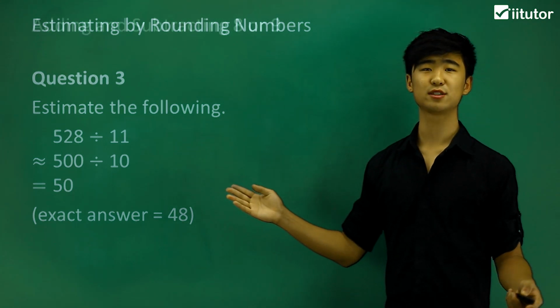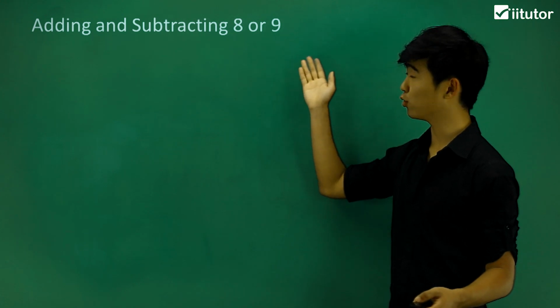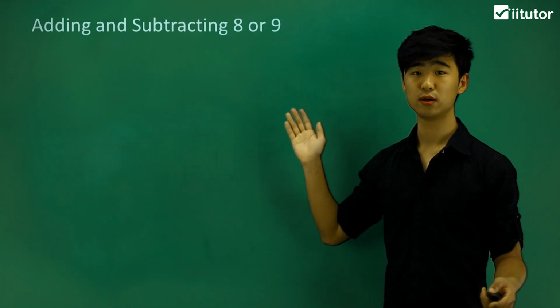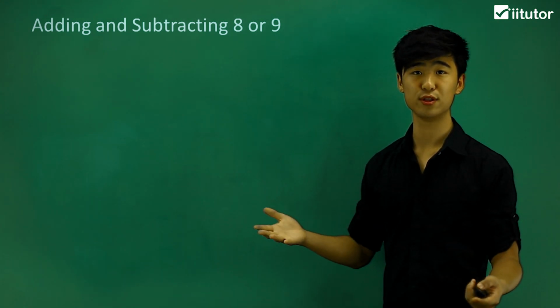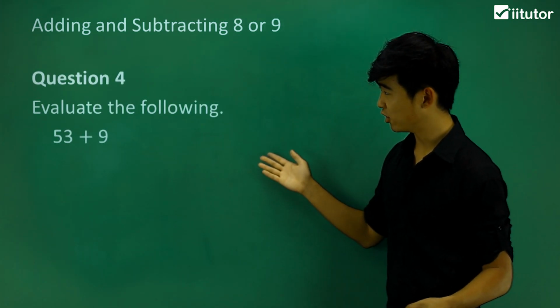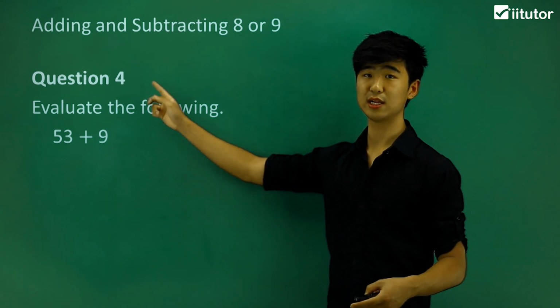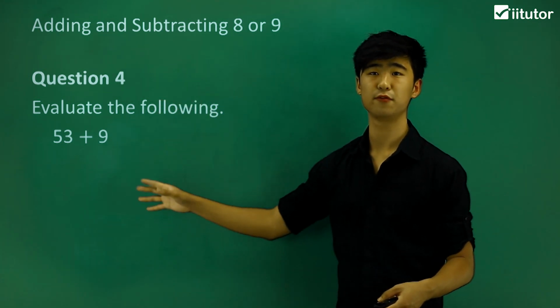Let's have a look at the next question. Now the next concept here, we have adding and subtracting 8 or 9. We'll go through how to do these in some of the questions. Now this question. Evaluate the following. 53 plus 9. Now plus 9. So that's the concept we're working on at the moment.